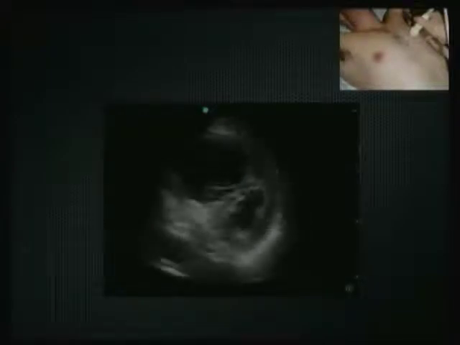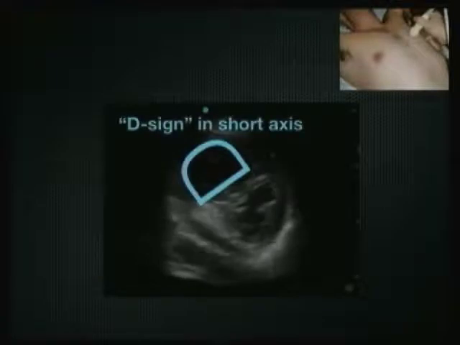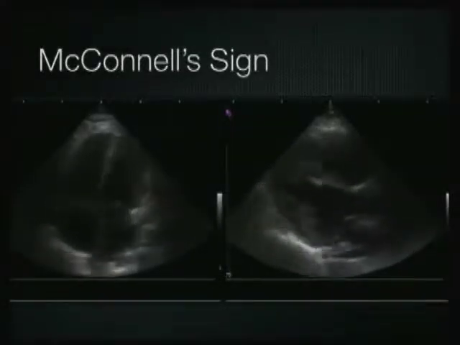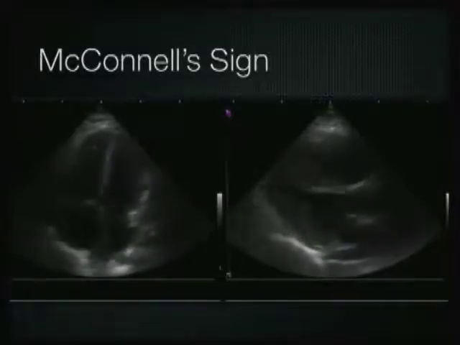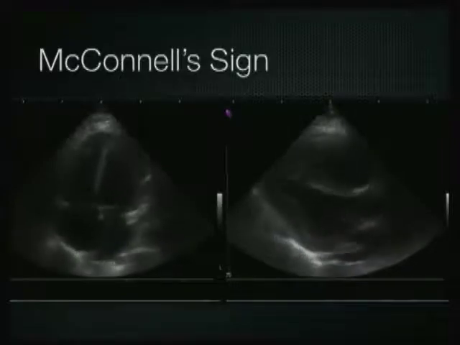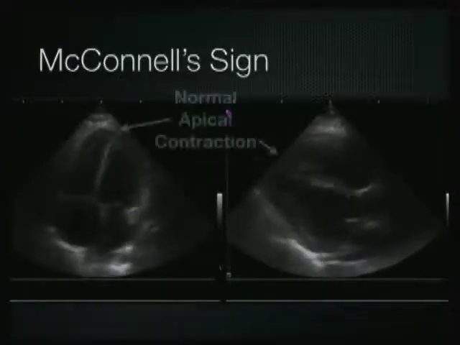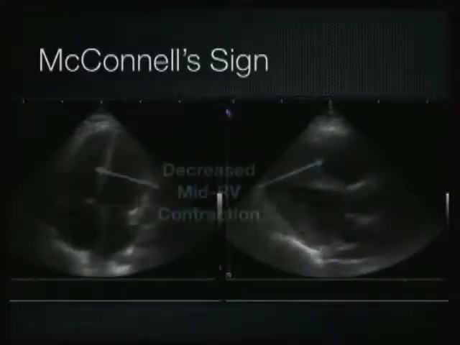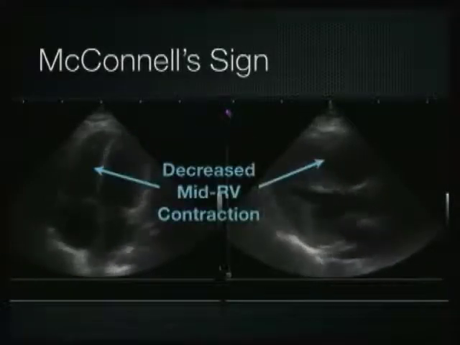When you look at this in short axis, you can also see this by flattening of the interventricular septum. People also call this a D sign in the short axis. Another finding you might see is the McConnell sign. The McConnell sign is an interesting contraction pattern that occurs in pulmonary embolism. What happens is you see a normal apical contraction pattern with a hypokinesis, or decreased mid-RV contraction pattern.